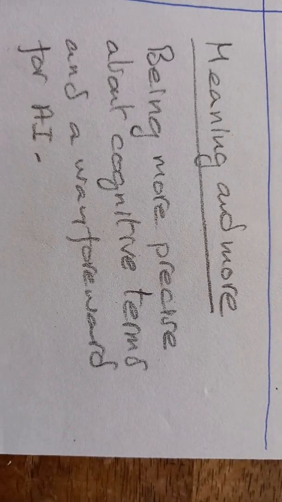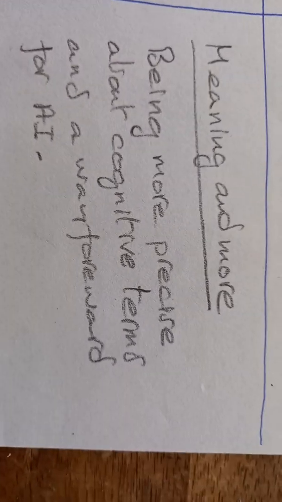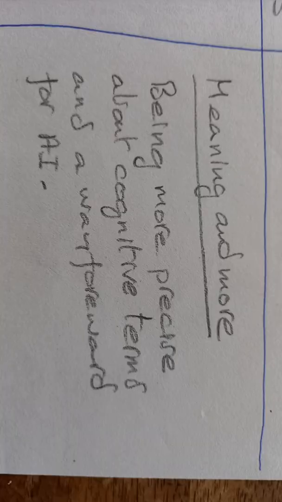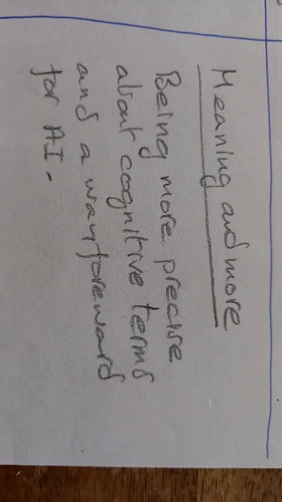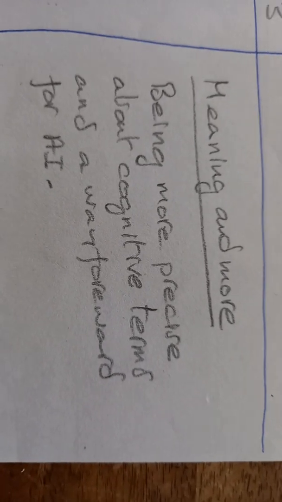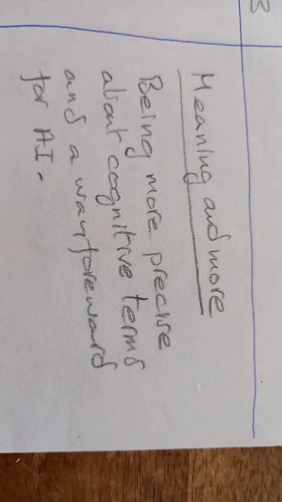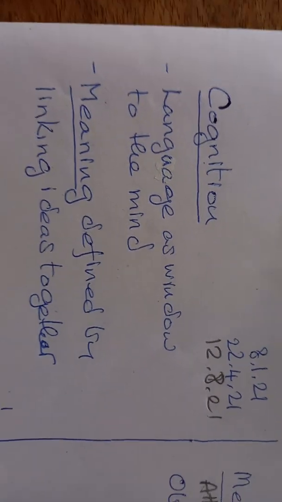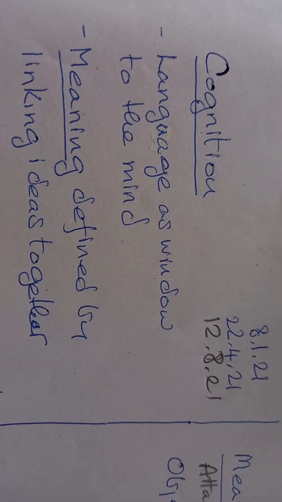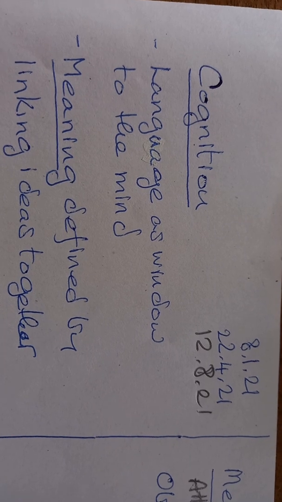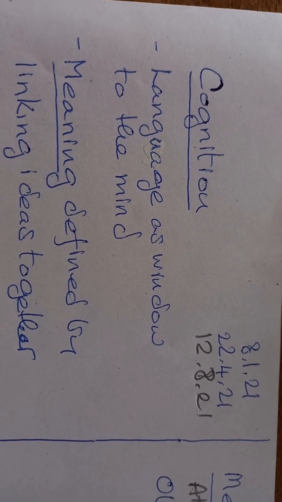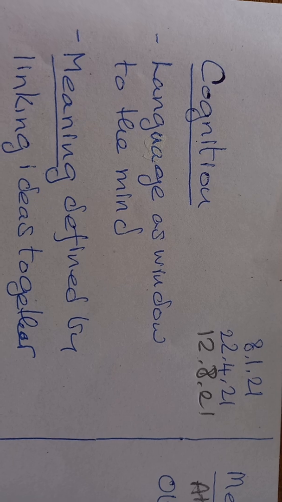This is a video about trying to define meaning and cognitive phrases and trying to be more precise about them, and possibly showing a way forward with artificial intelligence, how it could be further developed. I start with the subject of cognition itself and the idea that language is the window to the mind and to cognition.